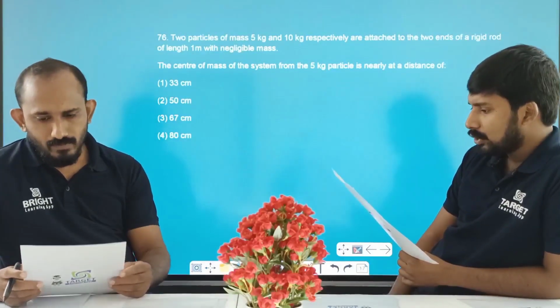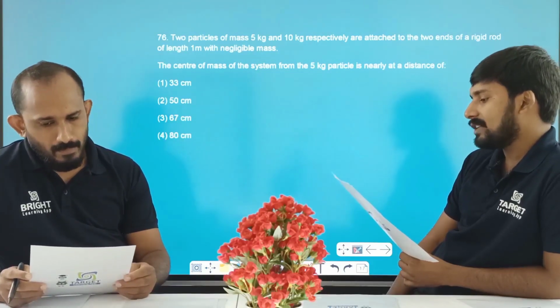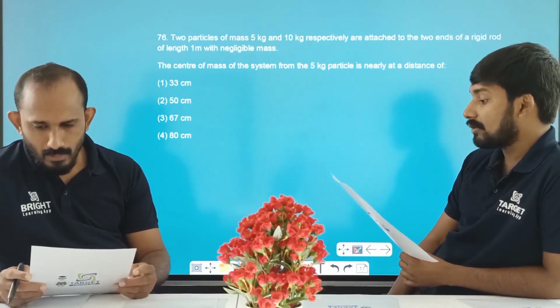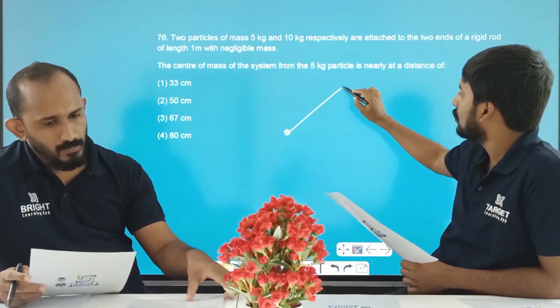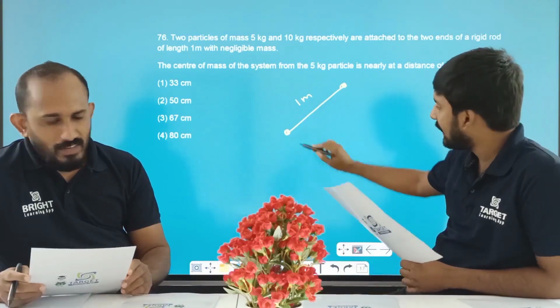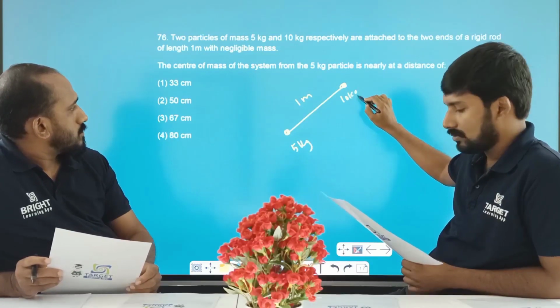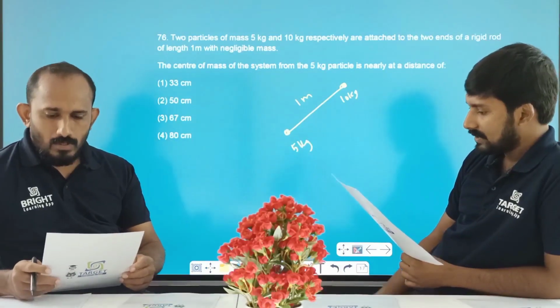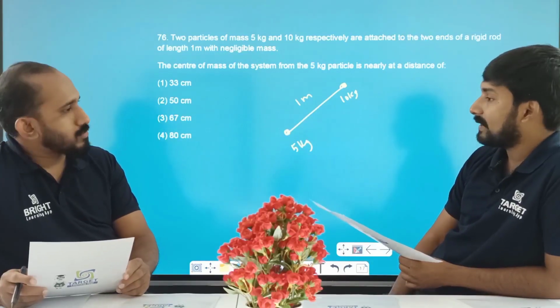76th. Two particles of mass 5 kg and 10 kg respectively are attached to the two ends of a rigid rod of length 1 meter, with negligible mass. So we have a 1 meter rod and the masses are 5 kg and 10 kg. Now they ask for the center of mass of the system from the 5 kg particle.